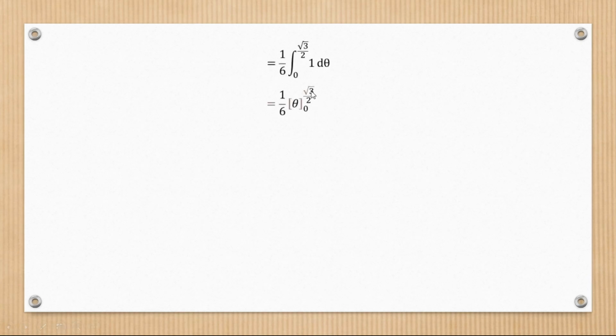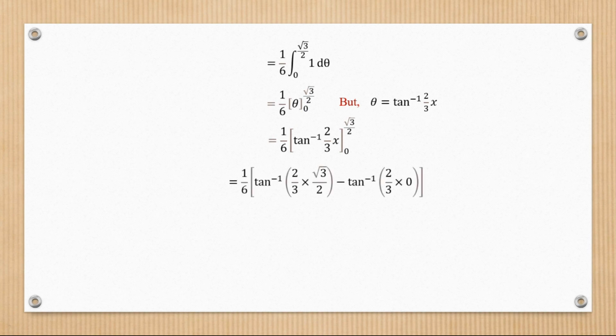But remember that we have limits in this case, so we have to consider that. Theta, remember, is tan inverse of 2 over 3x. So we actually have to first substitute and put theta in terms of x before we apply the limits. So we have 1 over 6 into tan inverse of 2 over 3x with those limits. Now when we plug in the limits, we have the group where we have the upper limit root 3 over 2, and then the group where we have the limit of 0, where we have the value of x.